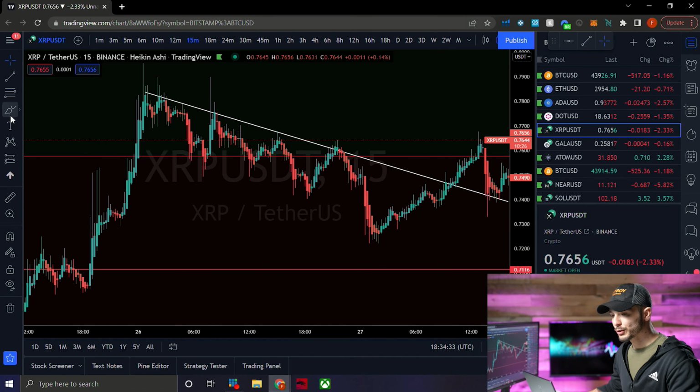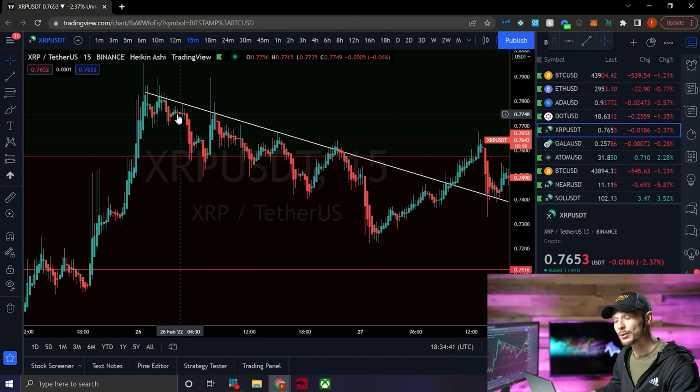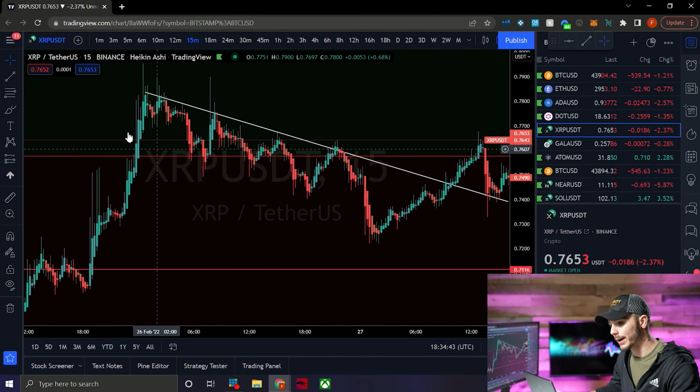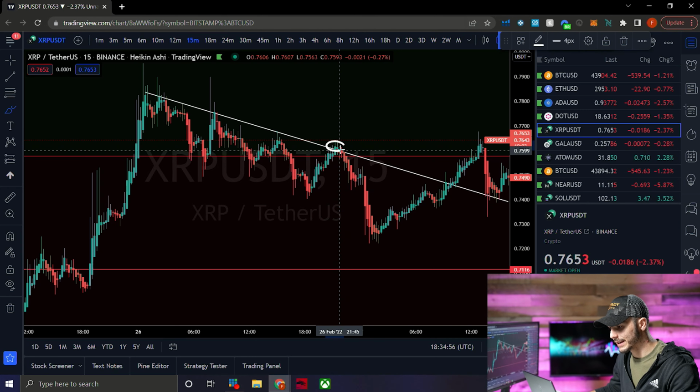So now we're looking at XRP on the 15-minute chart, right? And you notice you're on this downtrend here, and let's say you're seeing that it is respecting this line a few times, right? And you come up here and you wanna take a short, right? So let's say right here is where you want to enter, hoping the price goes down.